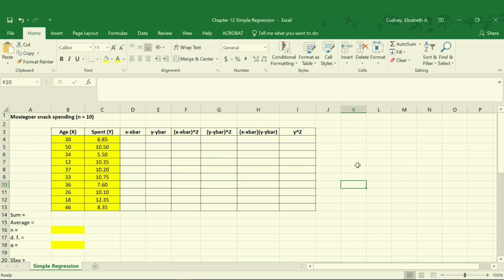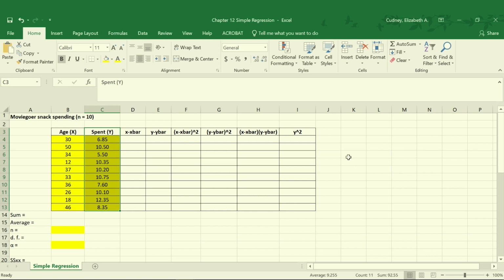Let's suppose we have data on moviegoers and how much they're spending on snacks. We have a sample size of 10 people. We have their age, and we also have how much money is spent. So let's go through first the calculations by hand, and then I'll show you how to do those as well in Excel.